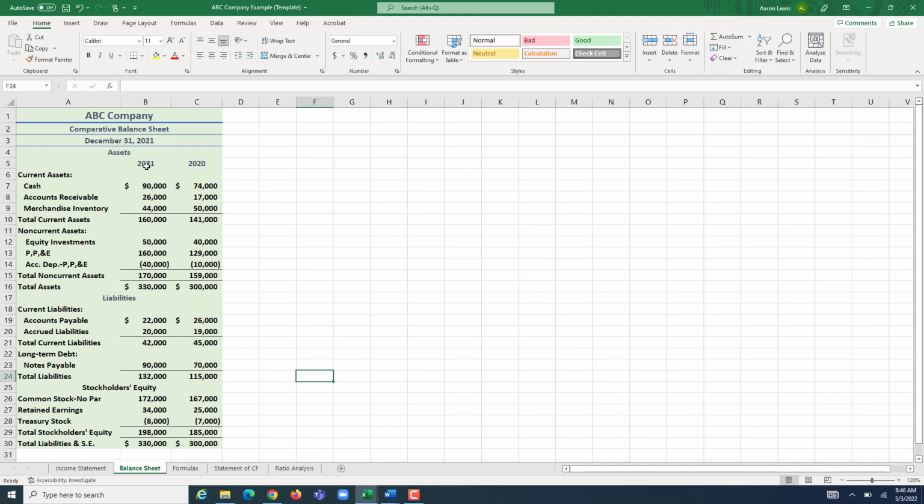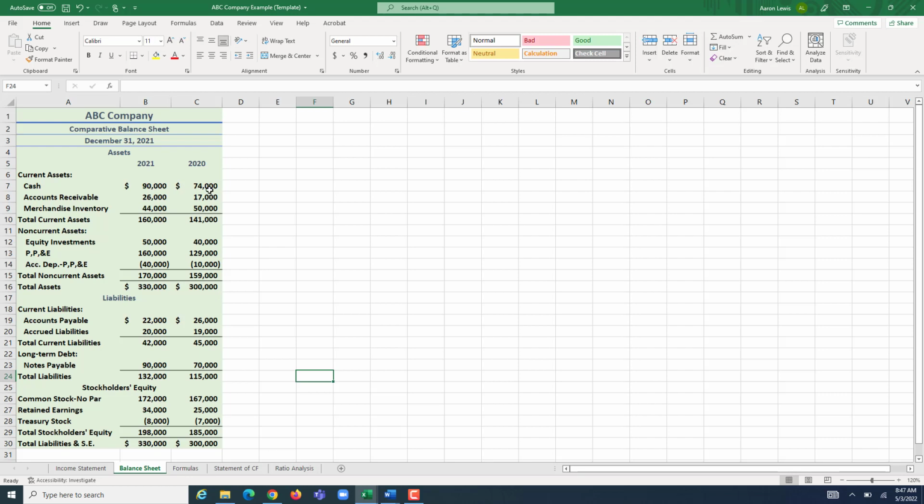For ABC Company, we have their 2021 balance sheet listed here in comparison to their 2020 balance sheet. And we can see a few things looking at this. They increased their total amount of assets, they increased their total amount of liabilities, they increased their total amount of equity. We also have our end number here.